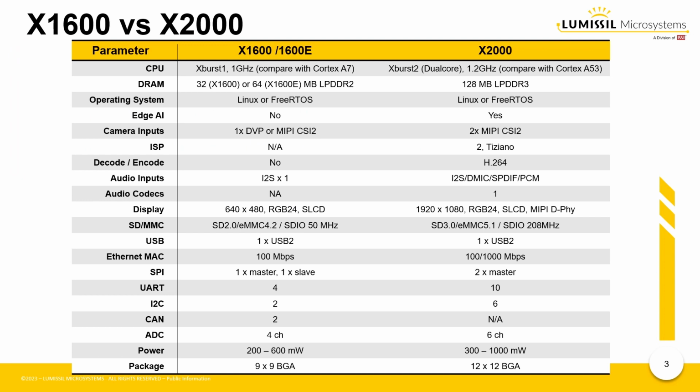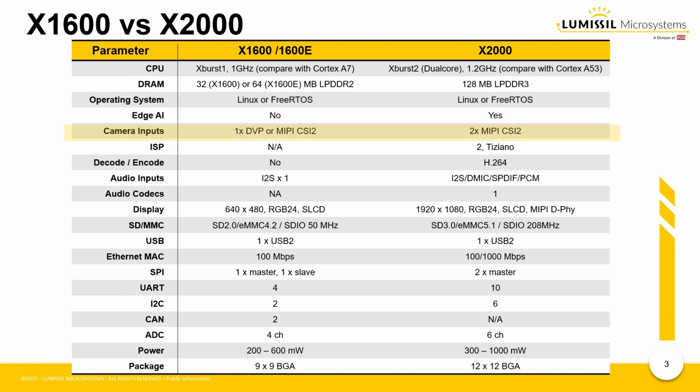Now let's compare the X1600 and the X2000 MPUs. The CPU on the X1600 and the X1600E is an X-Burst 1 single core, rated at 1 GHz. The X2000 is an X-Burst 2, meaning dual core, clocked at 1.2 GHz. The 1600 has 32 megabytes of low-power DDR2 RAM, and the 1600E has up to 64 megabytes. The X2000 boasts 128 megabytes of low-power DDR3. Both operate on Linux and FreeRTOS, the X2000 being capable of Edge AI.